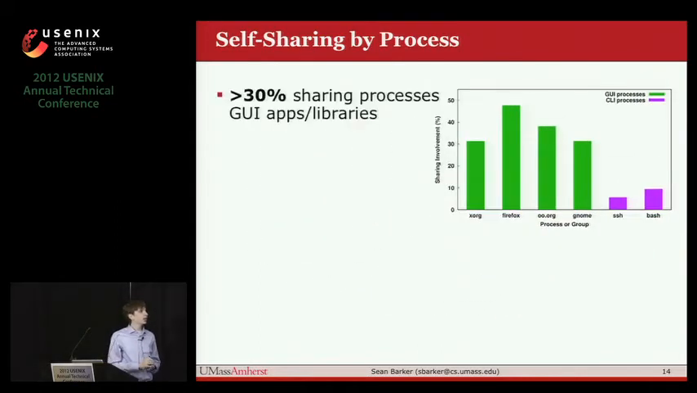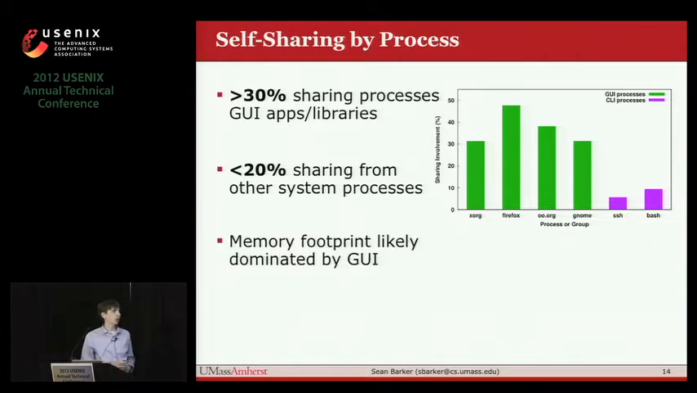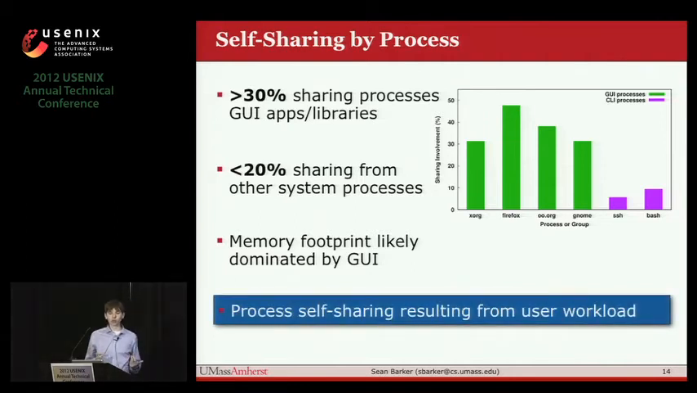Now, what we're seeing here is that the highest sharing processes, those involved in at least 30% of sharing, are basically exclusively processes relating to either GUI applications or GUI libraries. System background processes are involved in significantly less sharing. In this case, this is probably largely due to the fact that we're looking at a desktop workload, so the memory footprint of our system is probably dominated by the GUI. So this probably indicates that the self-sharing we're seeing is simply a result of the user workload we happen to be running, which in this case is a number of GUI applications and GUI libraries.